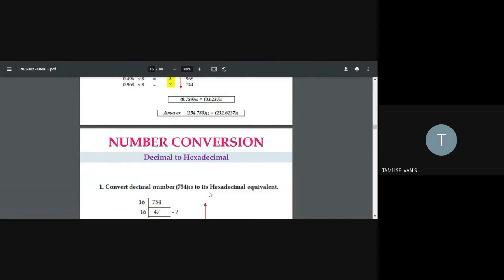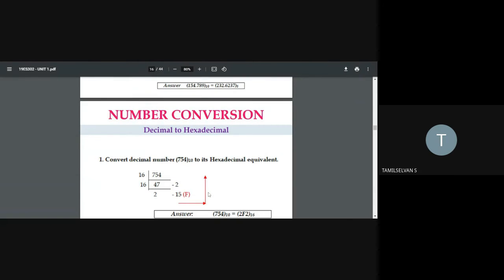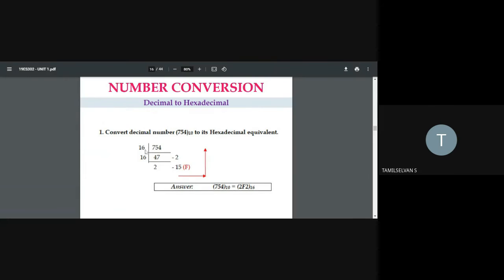So we have to convert to the hexadecimal value. The base value for the hexadecimal number is 16, so I can use the LCM method by 16. 754 by 16 is 47, remainder is 2. Then 47 divided by 16: 2 16s are 32, and the remainder is 15. This 15 is denoted by F, which is a hexadecimal digit.